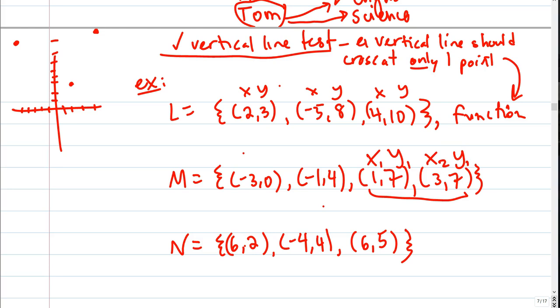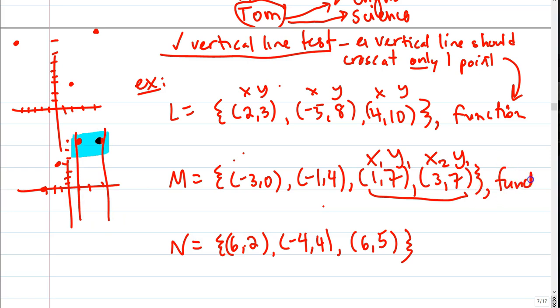If you don't like that, plot the points. Negative 3, 0, negative 1, 4, 1, 7, and 3, 7. This is what we were worried about right here, right? But if I draw a vertical line, the vertical line only crosses each one time. Then this is still a function.